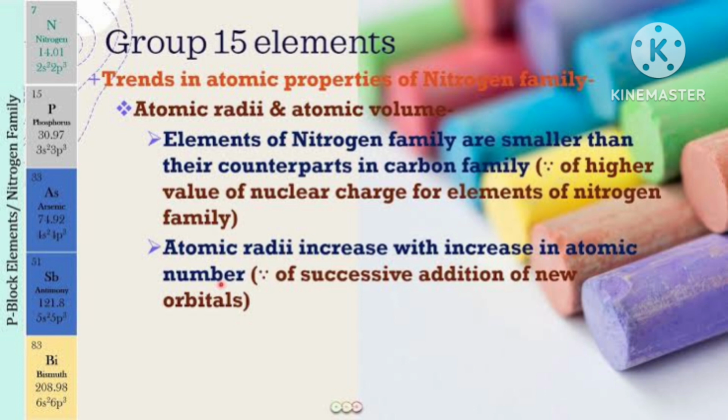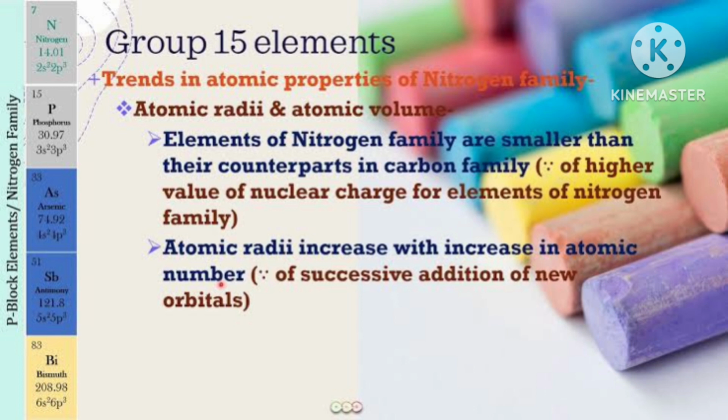The valence shell electronic configuration of group 15 elements is ns2 np3, that means 2 plus 3, a total of 5 electrons in the last orbit. And here n is the number of the orbit.